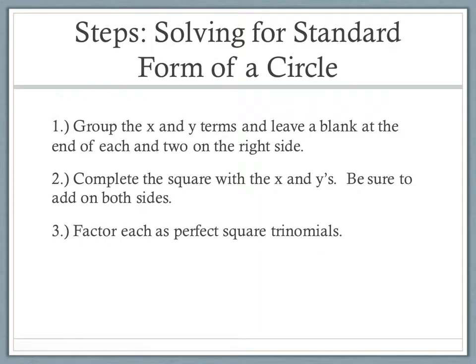Some steps to look at. First, you need to group the x's and y's together, and then leave some space behind both of those, and space on the right side of your equation. Then we're going to complete the square, and then we're going to factor them, and you'll kind of see as we do a couple of these examples.